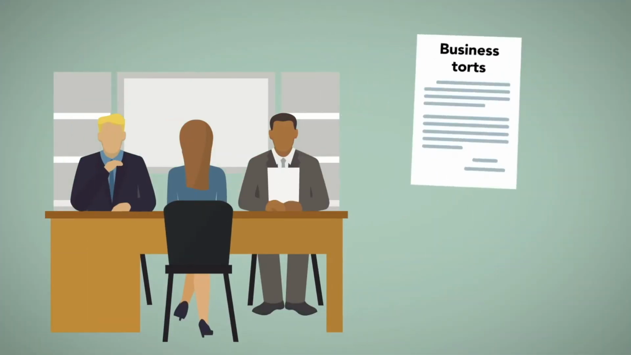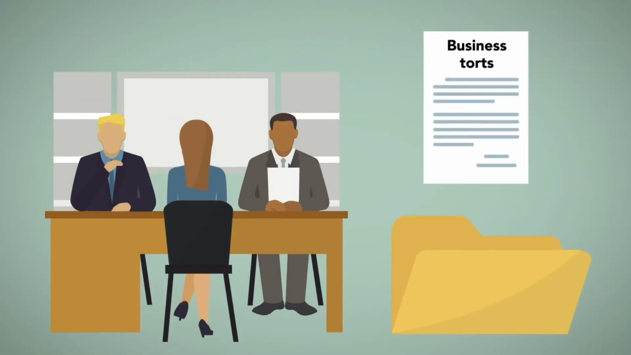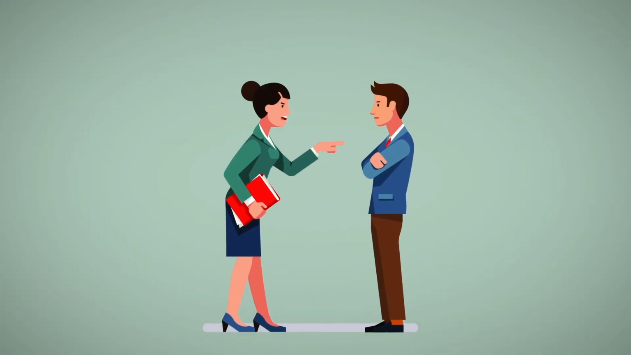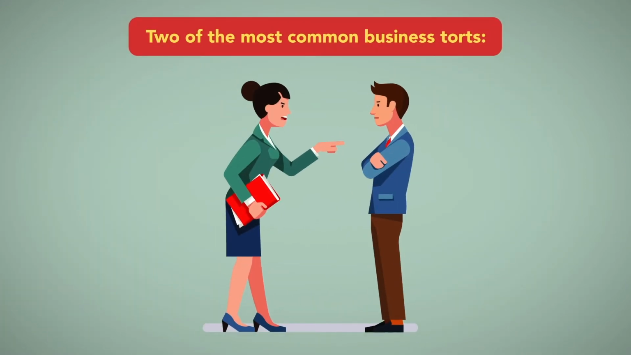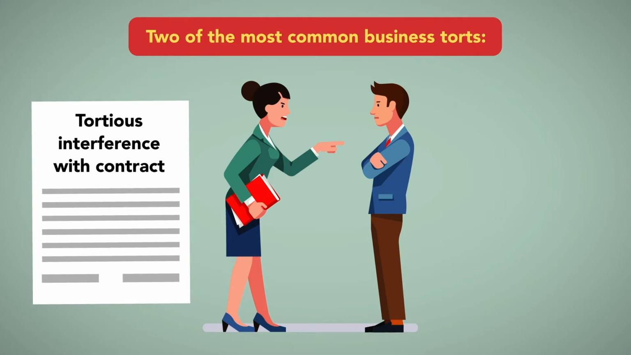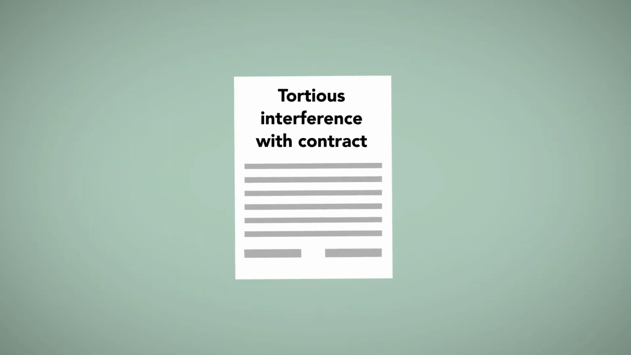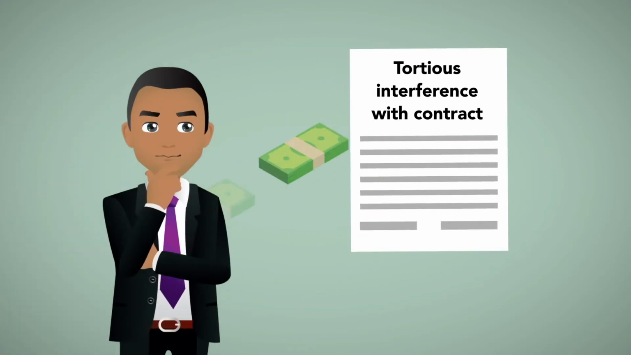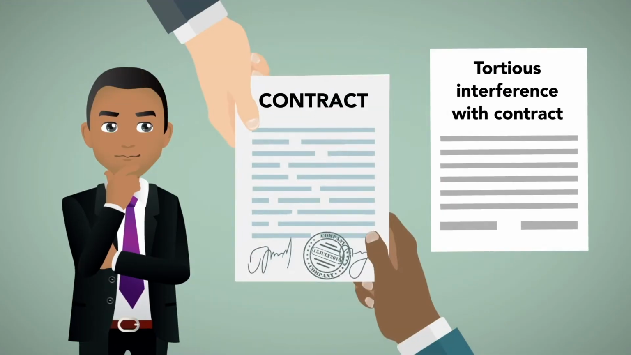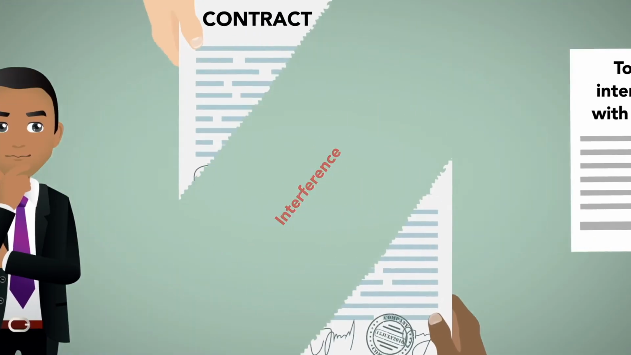Business torts arose out of the evolution of business arrangements and the disputes that commonly arise from them. Two of the most common business torts are tortious interference with contract and tortious misrepresentation. Tortious interference with a business contract is used to compensate parties to a contract for harms resulting from interference with the contract by a third party.